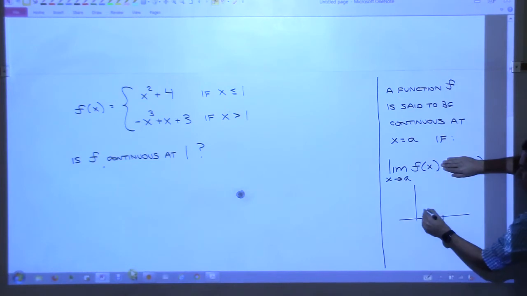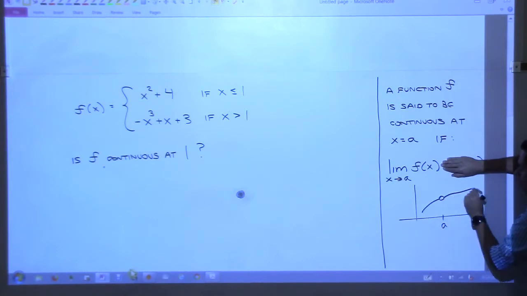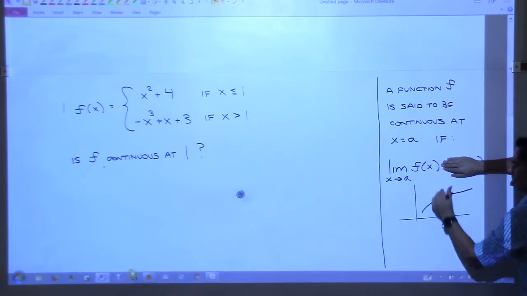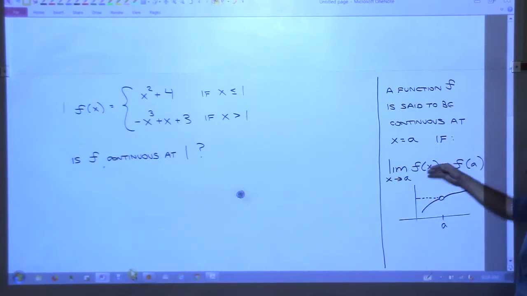Here's A. I've got my function coming in from the left and from the right. Do you agree that the limit here exists at A? Yes? Okay. Because the left and the right go the same place. I need that limit to be equal to this.